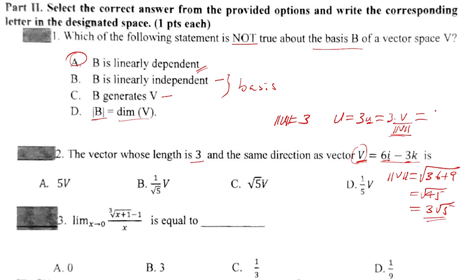So this is equal to 3v over 3 square root of 5. 3 cancels 3. What remains? v over square root of 5. So our choice here, the answer is B, 1 over square root of 5.